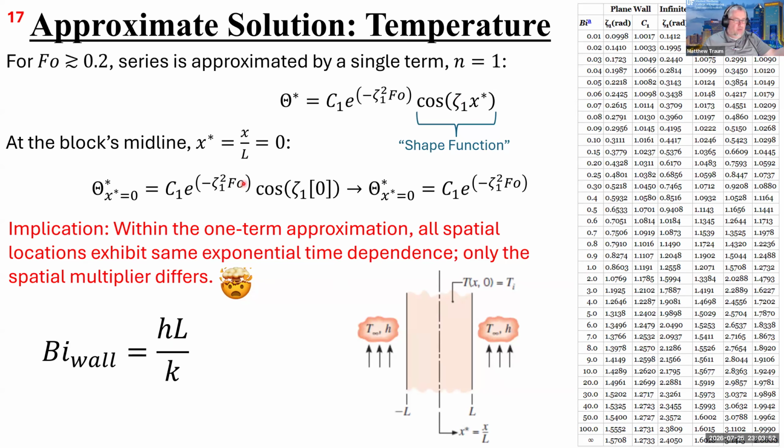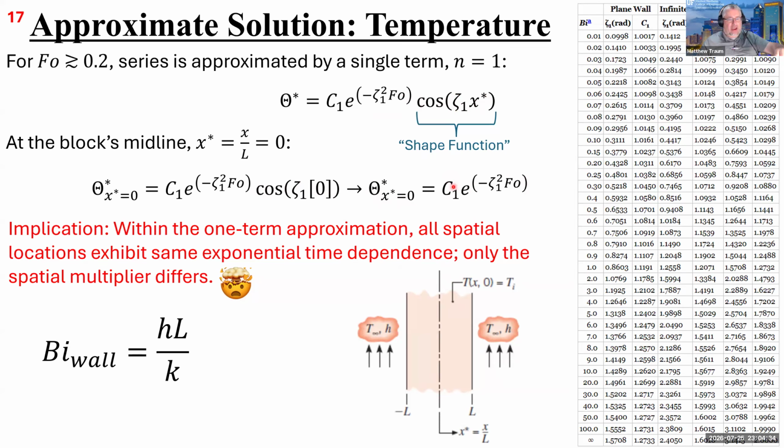So we're going to start out with the block's midline, which again is this spot here, the center of the plane. And that is the spot where x equals 0. And so x over L is x star, and that's the spot where x star equals 0. Aha, look at this. So I've got cosine times this nasty zeta thing times 0. Cosine of 0 is 1. So this whole term just goes away at the center line, at the midline. And what I'm left with is that theta star at x star equals 0 is just this initial term, just that all by itself.